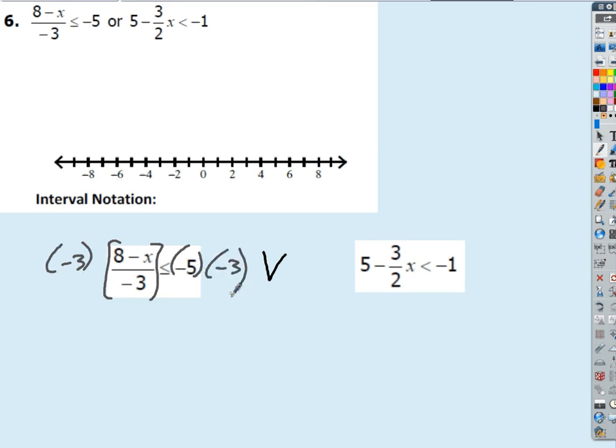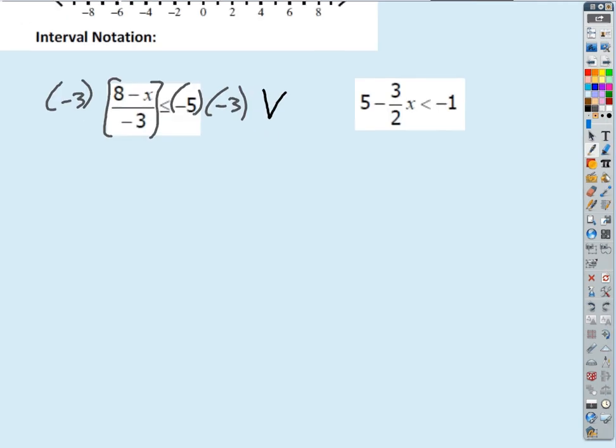Okay, what's that give us? Good, that canceled those guys. That's what we wanted. So 8 minus x. You caught it. Good. Because we multiplied by a negative, I have to flip that around, don't I? Right? Greater than or equal to 15. Okay, now what? Subtract 8. Good job.